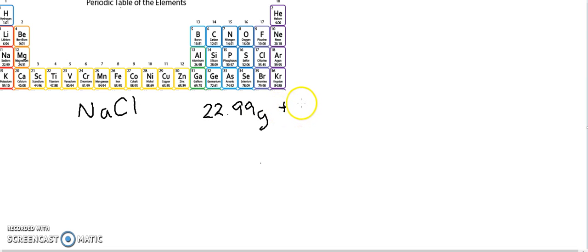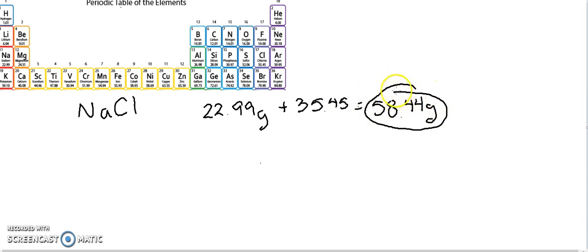And then chlorine has a mass of 35.45. You add those together and you get a total molar mass of about 58.44. And we'll go ahead and say grams unless we specify atomic mass units. Okay, so this right here, the 58.44, is what you could list as the molar mass for sodium chloride.